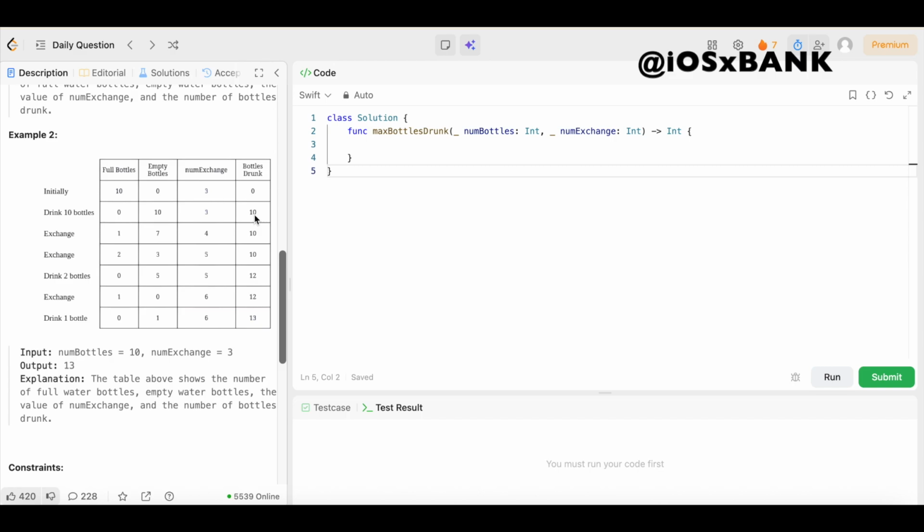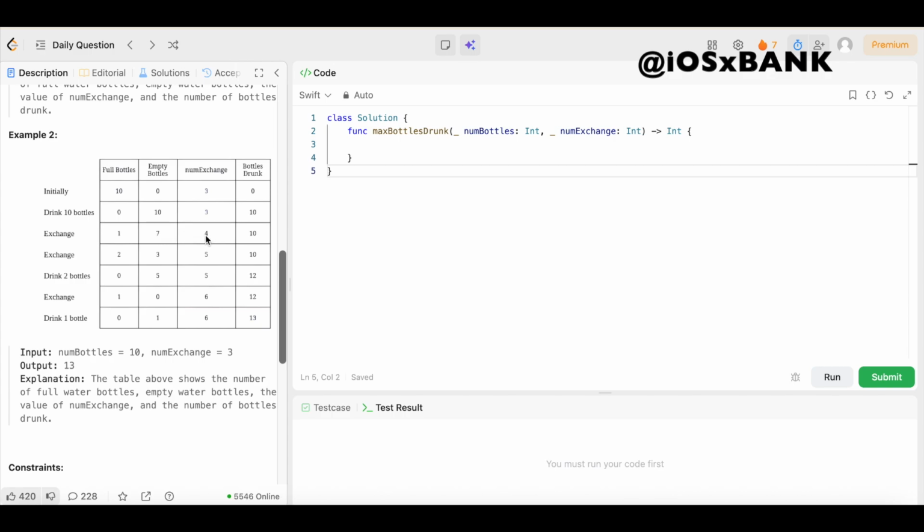Boom. Now we are going to exchange 3 of these bottles for a full water bottle because num exchange is 3. We're going to take 3 from this 10 and we're going to exchange it for 1 full water bottle. So boom, now we have 1 full water bottle. We just exchanged 3 of these from the 10, so now we're left with 7 empty bottles. Num exchange goes up by 1, so now we need 4 for num exchange, and we still only drank 10 bottles.